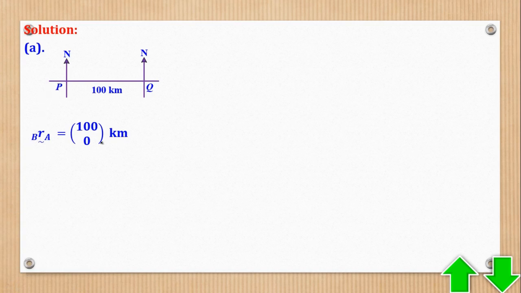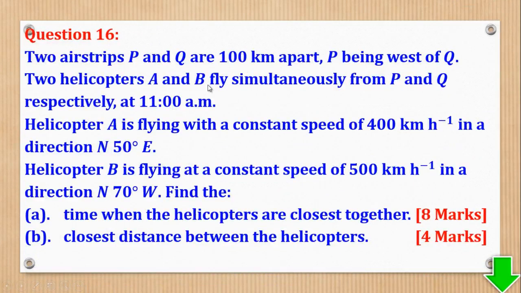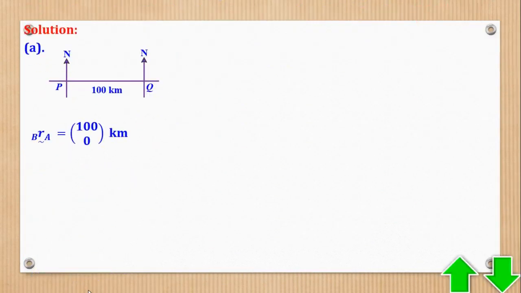If you look at the question, let's go back to the question. In the question, they said A and B fly simultaneously from P and Q, meaning A is for P and B is for Q. Therefore, here A will be here at P, B will be at Q. Now if I stand at A and I locate B, it will be entirely horizontal and to the right, meaning it will be positive. That is why there is 100, 0.